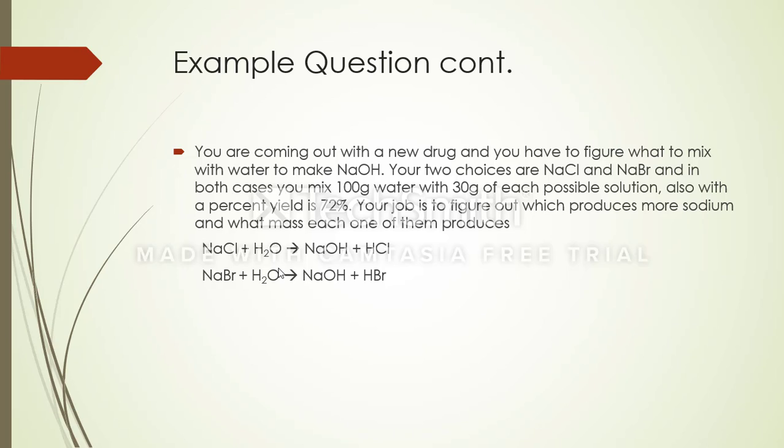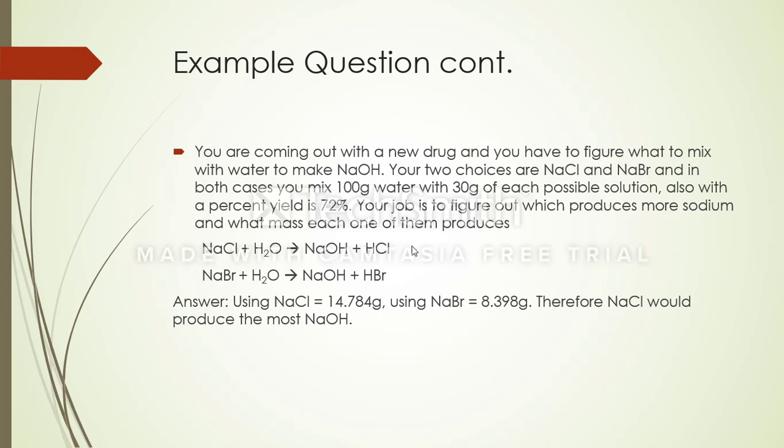The next example question, you're coming out with a new drug and you have to figure out what to mix with water to make sodium hydroxide. Your two choices are sodium chloride and sodium bromide. And in both cases, you mix 100 grams of water with 30 grams of each possible solution, also with a percent yield of 72%. Your job is to figure out which produces more sodium hydroxide and what mass of each one of them produces.